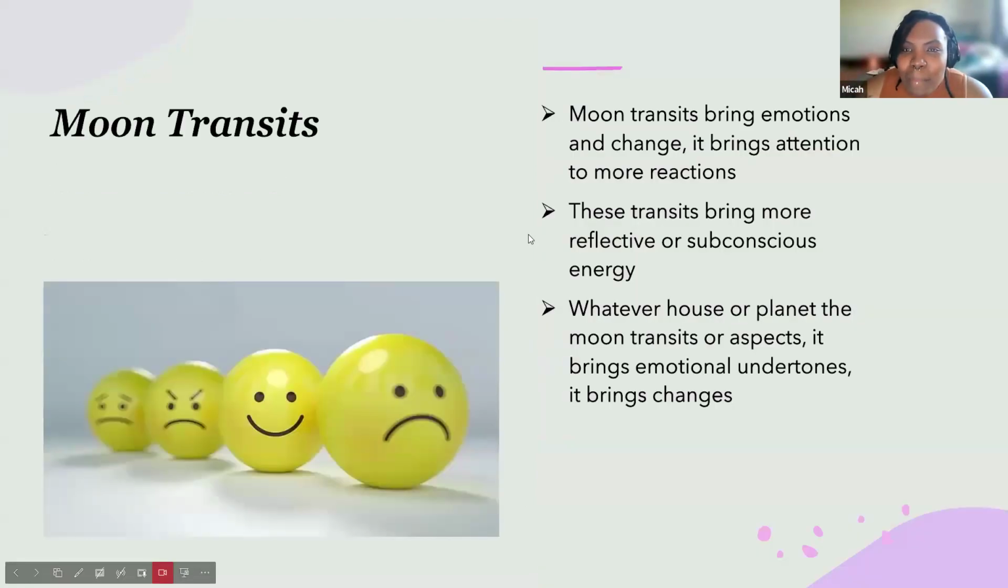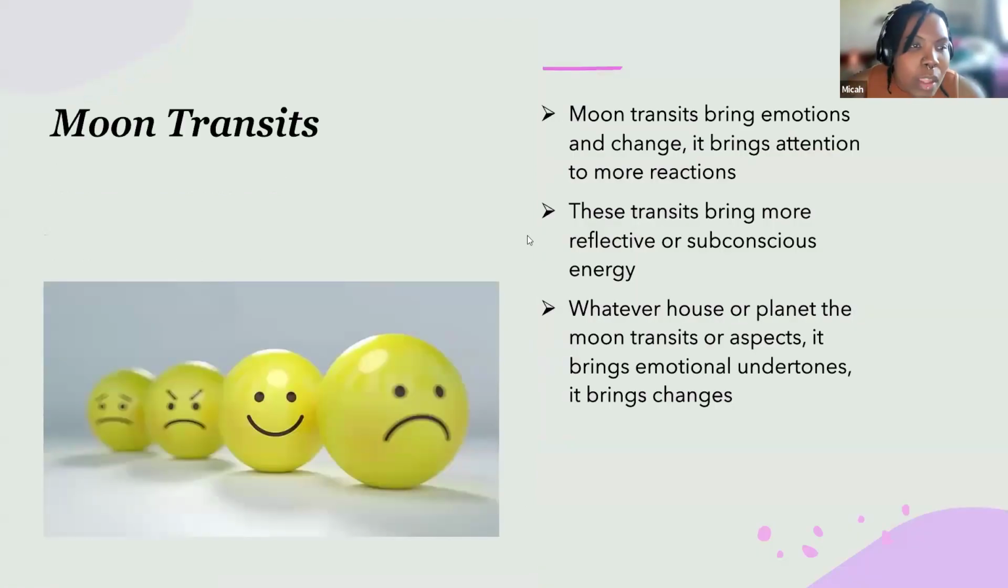Oftentimes they do bring action in some way, shape, or form. Moon transits. The moon moves signs every 2.5 days, and so moon transits bring emotions and change. It brings attention to more reactions, rather than the sun, which brings attention to action. The moon is more unconscious or subconscious as well, or just very reflective energy, which is why I say that reactions are more of a thing for the moon than action is for the sun.